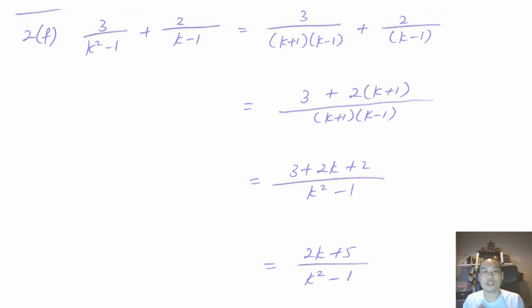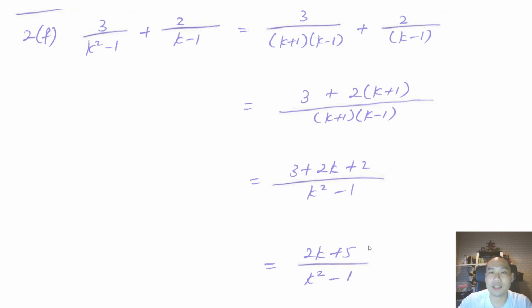Okay, next question to try, 2f. So in this particular question, the same idea. We want to make the denominator common. When we look at the denominator, we have k squared minus 1 and k minus 1. Now we don't just want to multiply them together because that will give us k cubed. We try not to have the power too high unless we have no choice, right? So in this case, when I look at k squared minus 1, what I really see is k squared minus 1 squared. And that allows me to factorize it into k plus 1 and k minus 1.